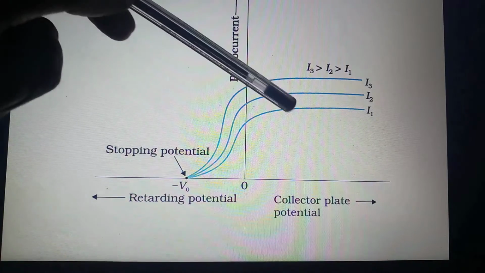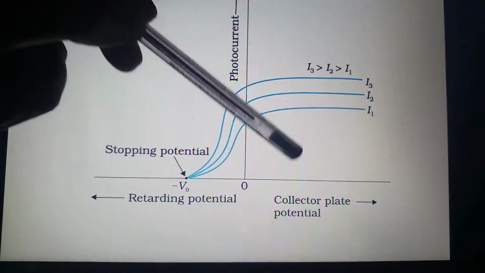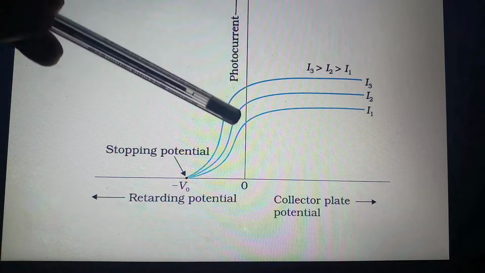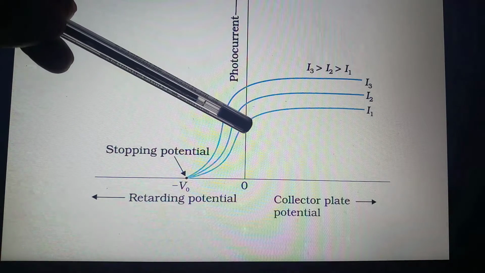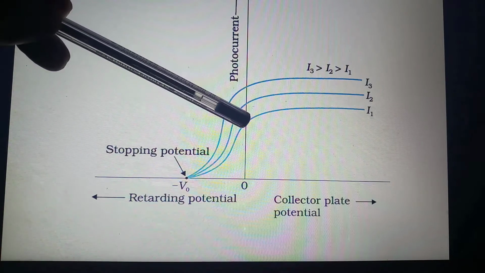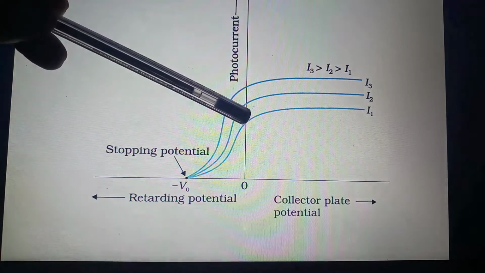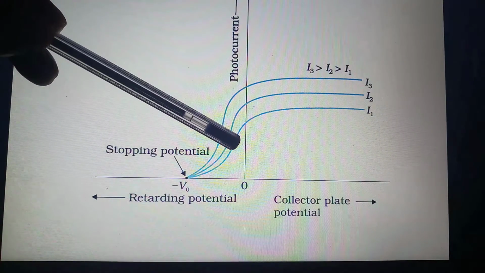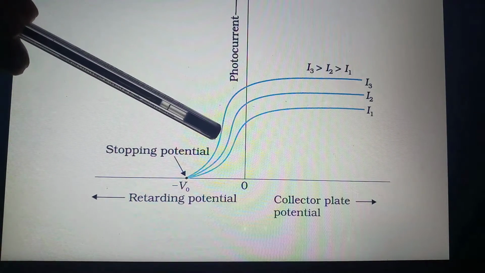Once we reach the saturation current, then afterwards if you increase the collector potential, there is no use, because already all the electrons have reached there. Now when we go to the negative side, we can see that the current is reducing, that is, the electrons are getting repelled. So only the electrons having very high energy will reach there. Again and again when you make it more and more negative, more and more electrons will be getting reflected from here.